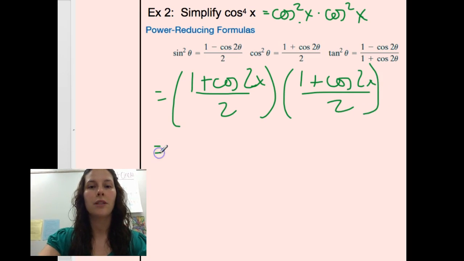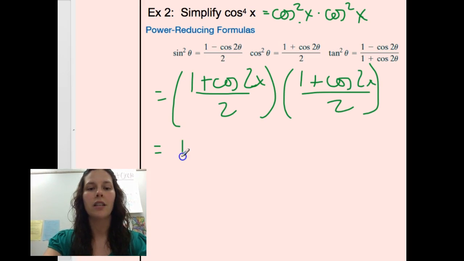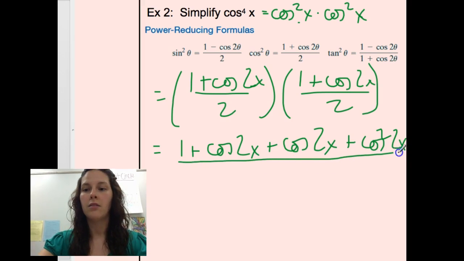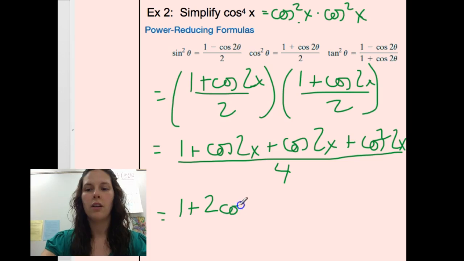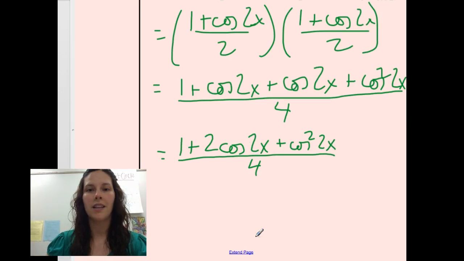So in the numerator, because we don't have conjugates, it doesn't simplify quite as nicely as it did when we had sine times cosine. We're going to get 1 plus cosine of 2x plus cosine of 2x plus cosine squared of 2x all over that 2 times 2, or 4. So combining our like terms in the numerator, we have 1 plus 2 cosine of 2x plus cosine squared of 2x, which means we're going to be using that power reducing formula again because we still have a squared.